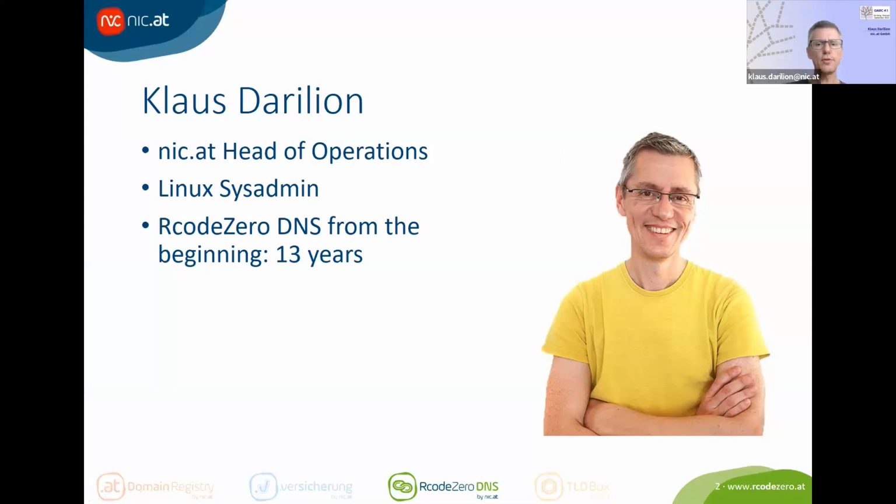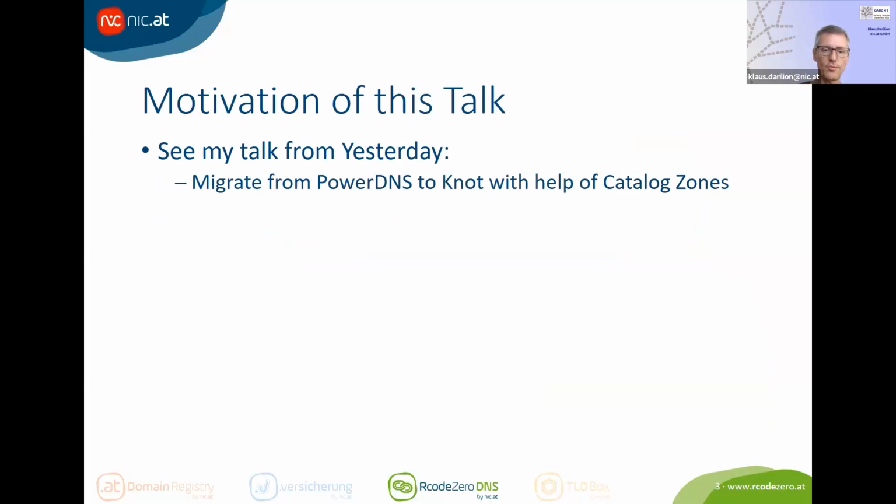For those of you who were here yesterday, I was talking about migrating from PowerDNS to KNOT using catalog zones. One of the problems we had was the synchronization of the zones between a PowerDNS nameserver and a KNOT nameserver. In this lightning talk, I want to highlight the problem in a more generic way, and I'm looking for solutions or discussion on whether there is a generic solution to my problem. So that's the motivation of this talk.